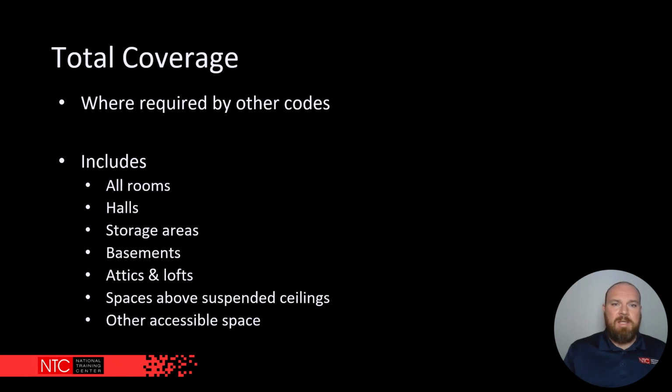What total coverage means is that everywhere you're going to need automatic detection. This isn't something that we typically see being done or a necessity. Some other codes might require total coverage. So, with that in mind, total coverage, you'll have detection in every single room, all the halls, storage areas, basements, attics, lofts, spaces above suspended ceilings, everywhere. Any accessible space is going to have detection.